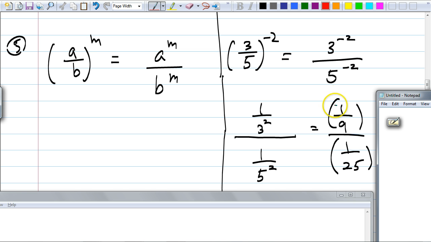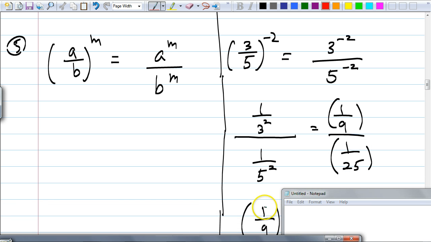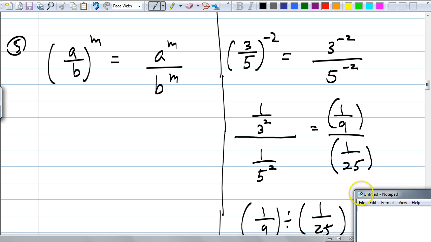Yes, because the fraction bar is really a grouping symbol. You guys remember that? So this whole thing means division. You divide the numerator by the denominator. So this simply means 1 over 9 divided by 1 over 25. Isn't that right, guys?